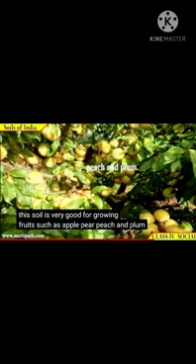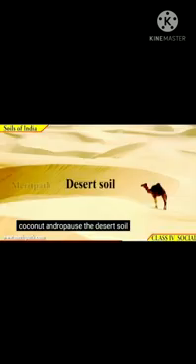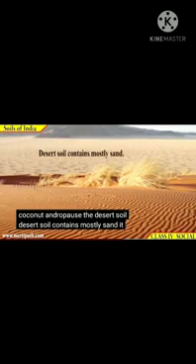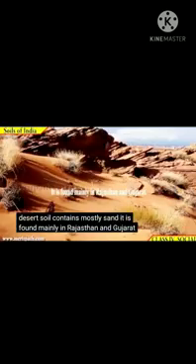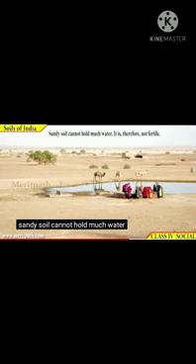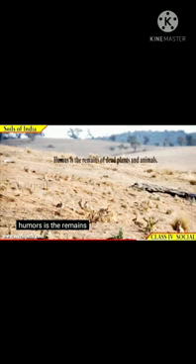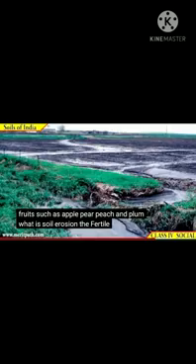Okay. Next, desert soil. Desert soil is dry and sandy, not good for growing crops. This desert soil is not suitable for growing crops. This soil is found in the region of Rajasthan. This soil also has some plants. What type of plants grow in the desert soil? Cactus and date plum. These two plants grow in desert soil.